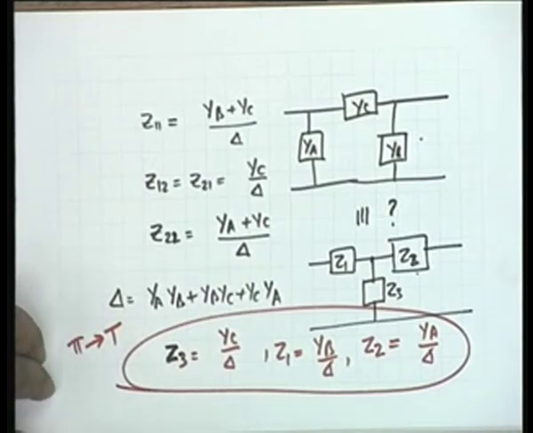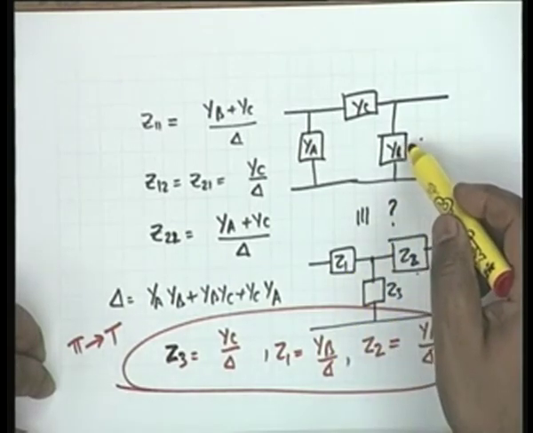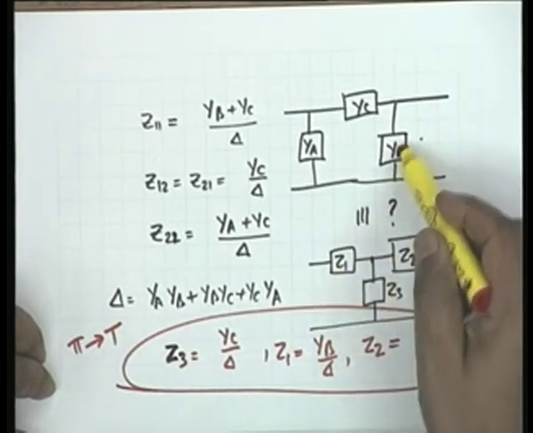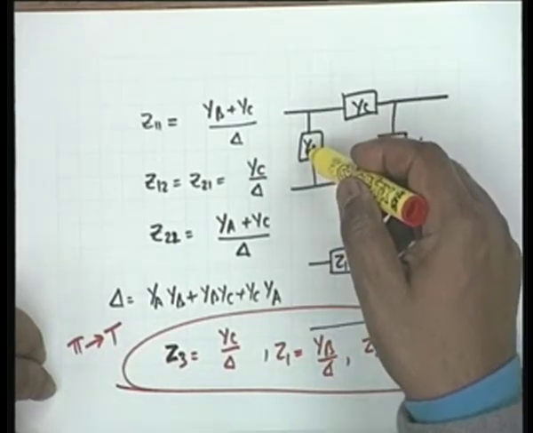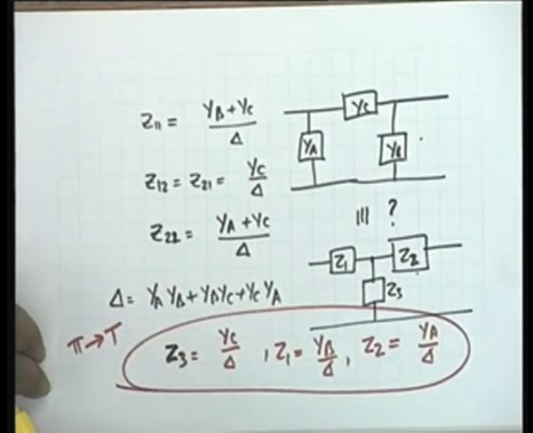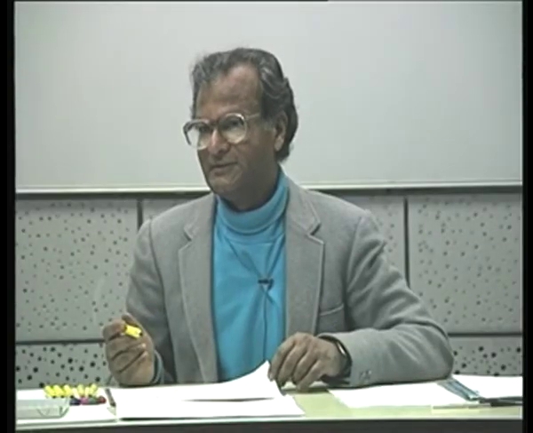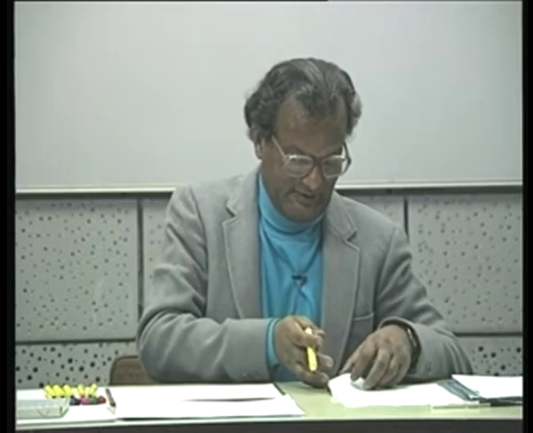Alright. The interesting thing to notice is that Z1 is related to yb, the opposite element. Z2 is related to ya. Okay? In that sense, there is a symmetry. Any question on this? We will have plenty of occasions to use this equivalence in future.